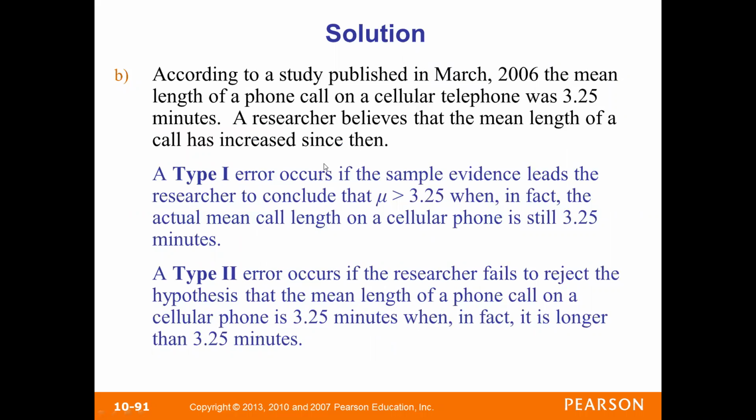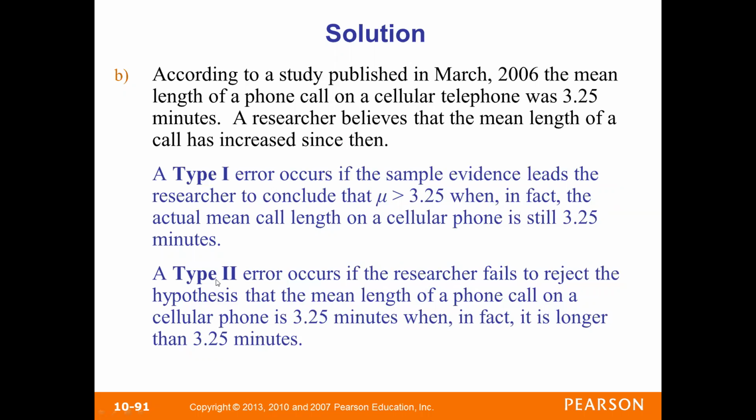In the mean example, our null hypothesis was that the average length of call was 3.25 minutes. The alternative was that it was greater than. Well, if the average length of call is really still 3.25 minutes, and we conclude that the average call time has increased, we've made a type 1 error. If we reject a true null hypothesis, we've made a type 1 error.